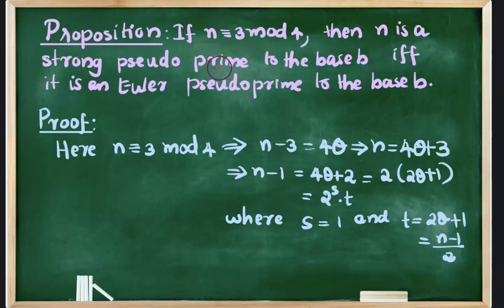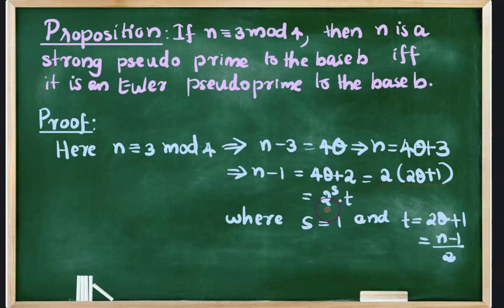Now let us consider a proposition which states that if n is congruent to 3 modulo 4, then n is a strong pseudo prime to the base b if and only if it is an Euler pseudo prime to the base b. When n is congruent to 3 modulo 4, it means that n minus 3 is a multiple of 4, so we can express it as 4 theta, where theta is an integer. So we can express n as 4 theta plus 3, and n minus 1 is equal to 4 theta plus 2. That number is a multiple of 2, so we can express it as 2 into 2 theta plus 1, 2 into an odd number.